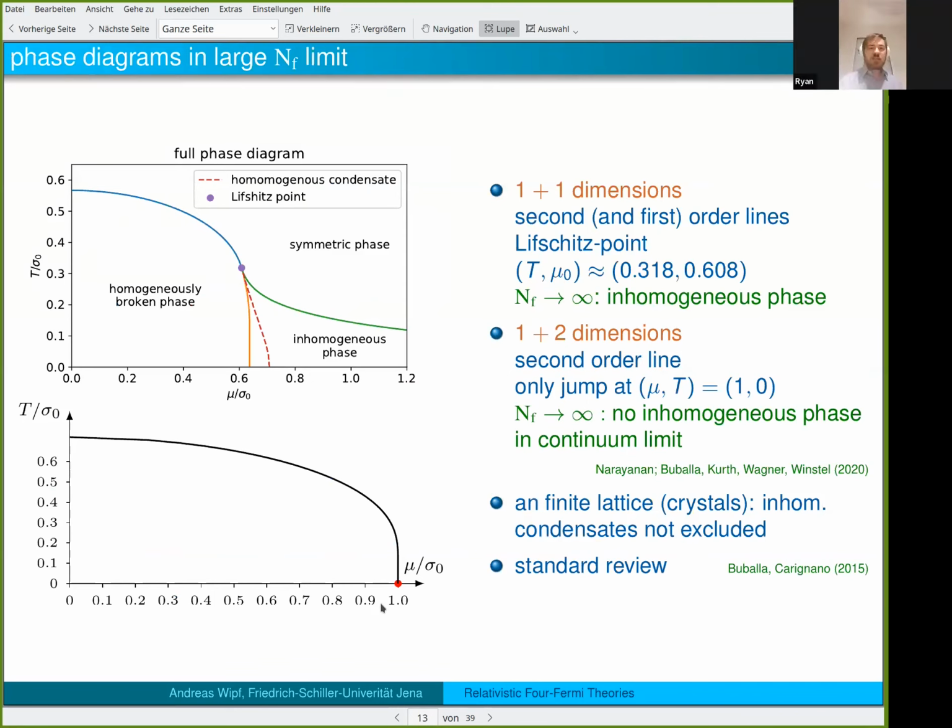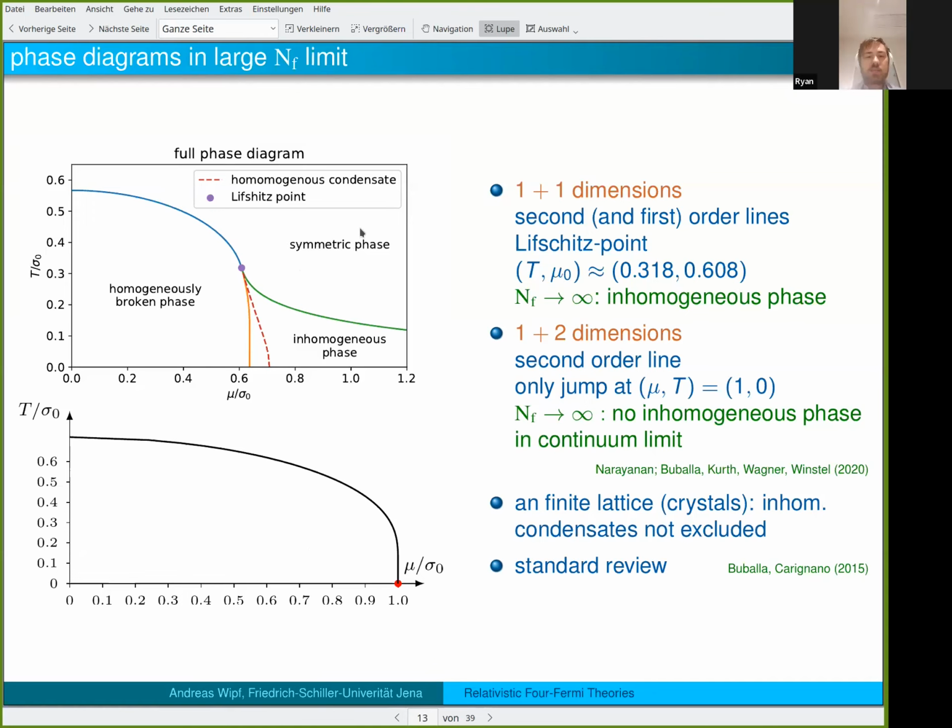May I ask a question? Sure. Is there a way to calculate the condensate in the inhomogeneous phase? Or how do they show the existence of an inhomogeneous phase? I come to that, let's just wait. That's of course interesting, but I come to that.